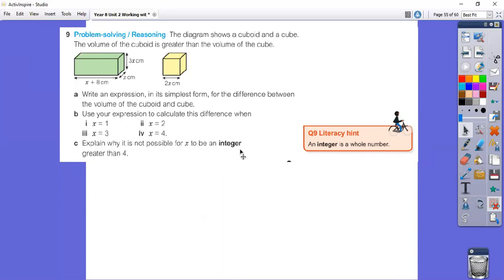An integer is a whole number, like your counting numbers 1, 2, 3, 4, not your fractions like your halves, your quarters, and your decimals. Integers are just normal numbers we normally use to count with, greater than 4. So explain why it is not possible for x to be an integer greater than 4. So that's the last question, question 9.